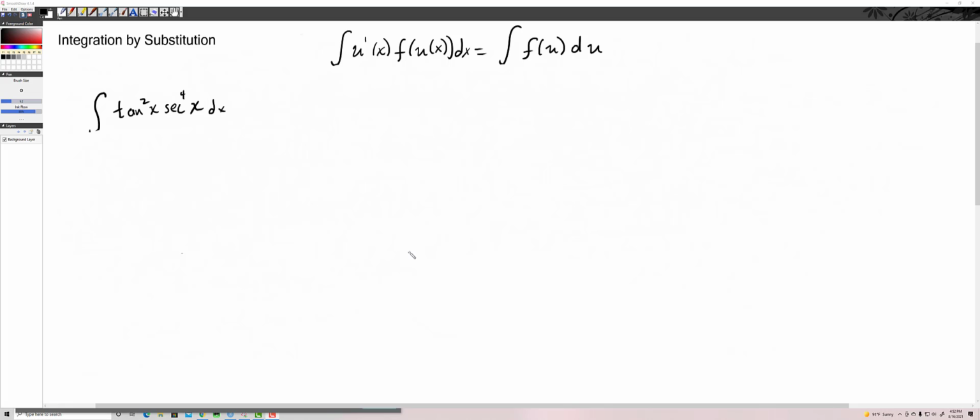Okay, here's one that you're likely to see some kind of problem sort of similar to.